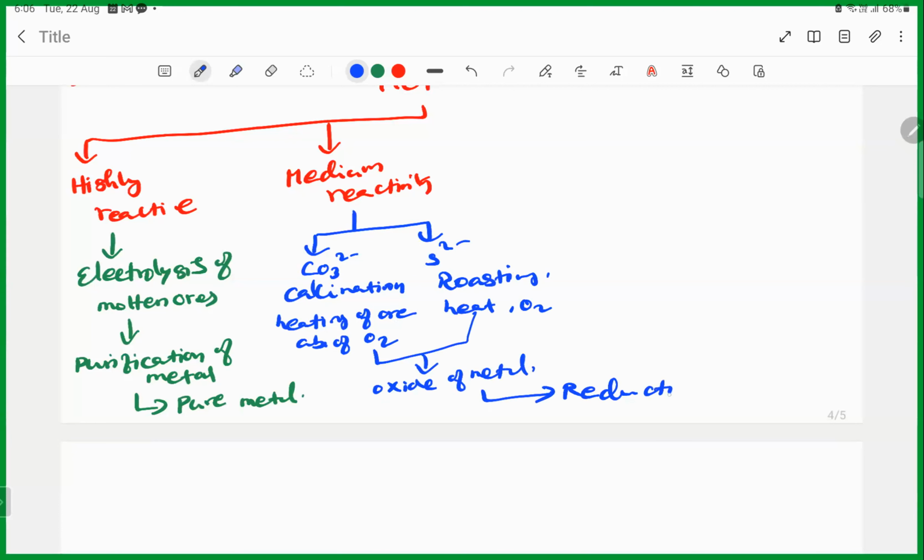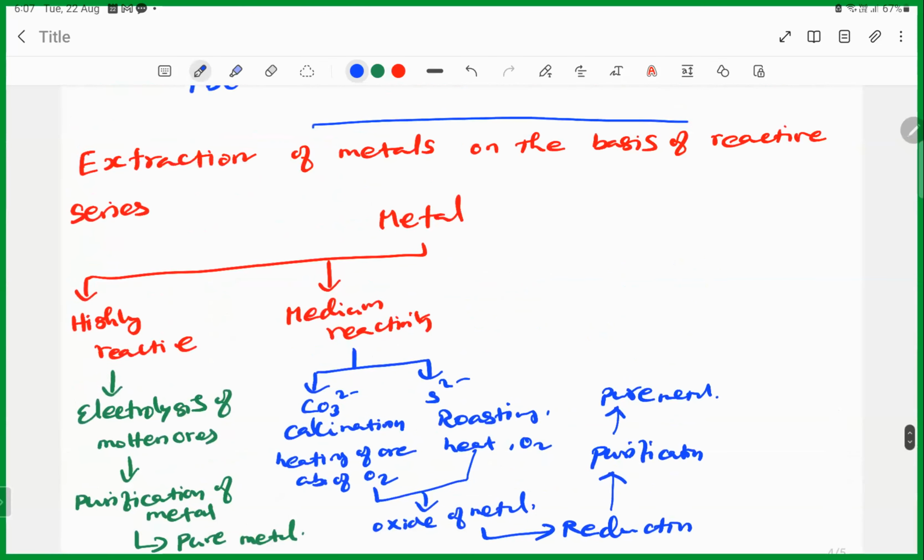Reduction. And after reduction, you have to go for purification, and purification will get the pure metal. Suppose we are having a low reactive metal. Low reactive metals have sulfide ore.